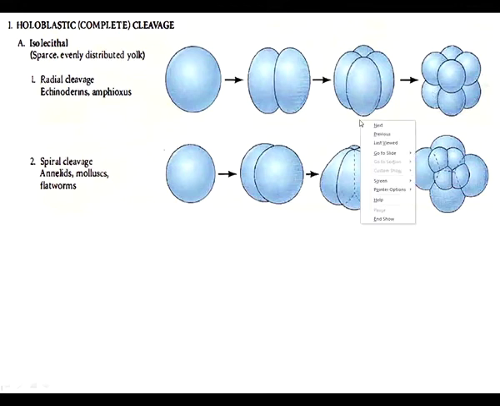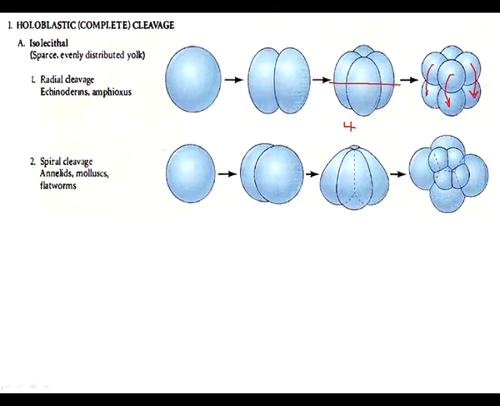Because you can see from the radial cleavage, let's use a pointer, that when it's at the 4 blastomere stage and it is divided transversely to form the 8 blastomere stage, each blastomere is perfectly on top of the bottom blastomere. The difference here you can see in the spiral cleavage: if these are the 4 blastomeres and they are divided transversely, theoretically it should give 1 blastomere on top and 1 on the bottom. But you can see that no, there is a shift in position.